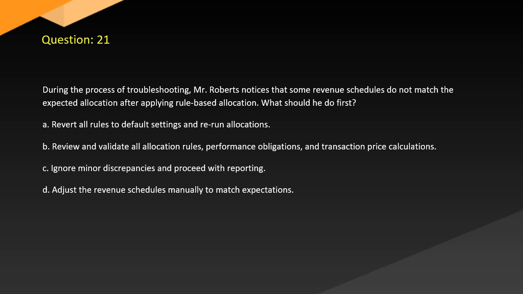Question 21. During the process of troubleshooting, Mr. Roberts notices that some revenue schedules do not match the expected allocation after applying rule-based allocation. What should he do first? A. Revert all rules to default settings and rerun allocations. B. Review and validate all allocation rules, performance obligations, and transaction price calculations. C. Ignore minor discrepancies and proceed with reporting. D. Adjust the revenue schedules manually to match expectations.